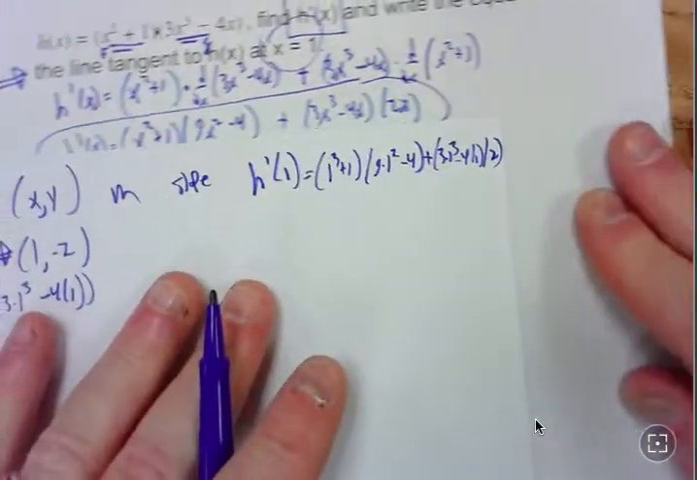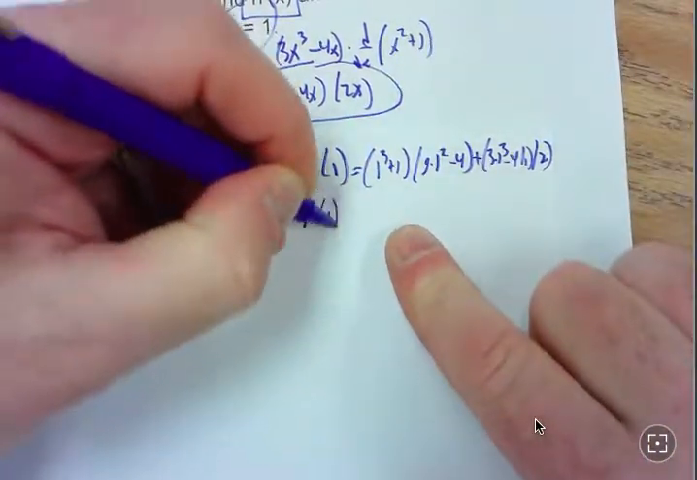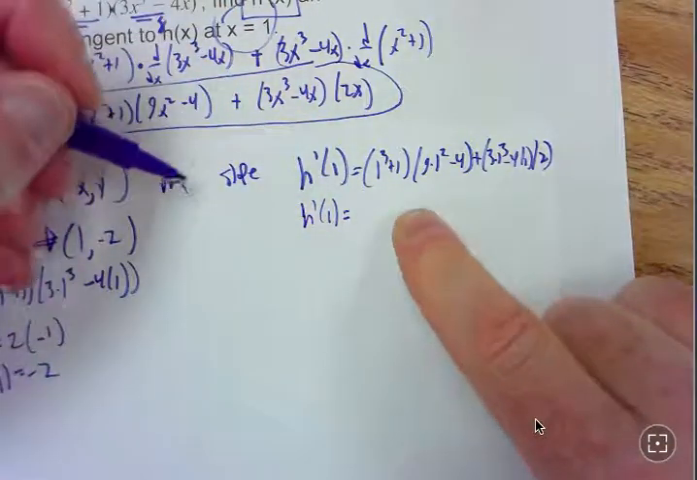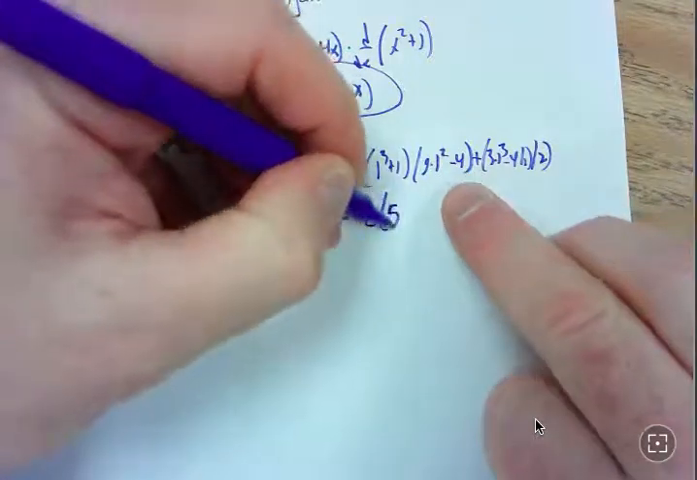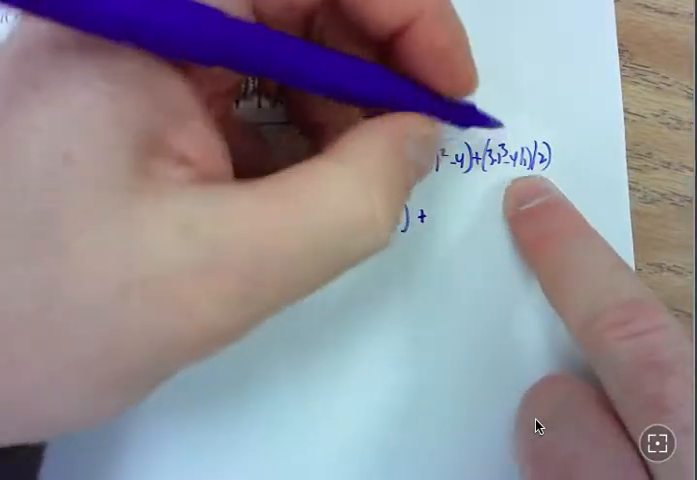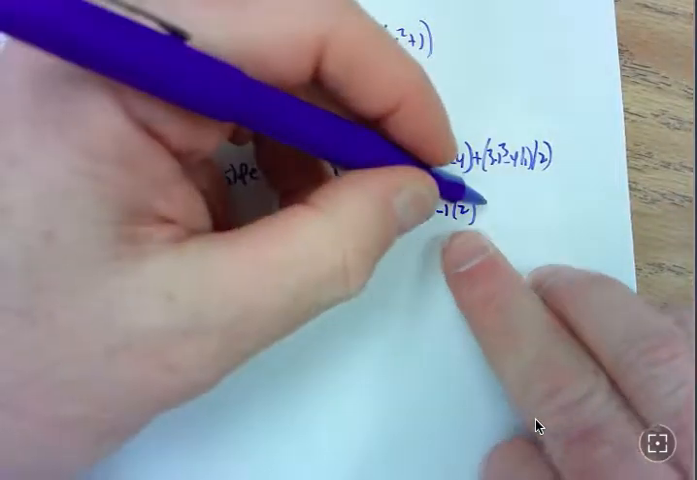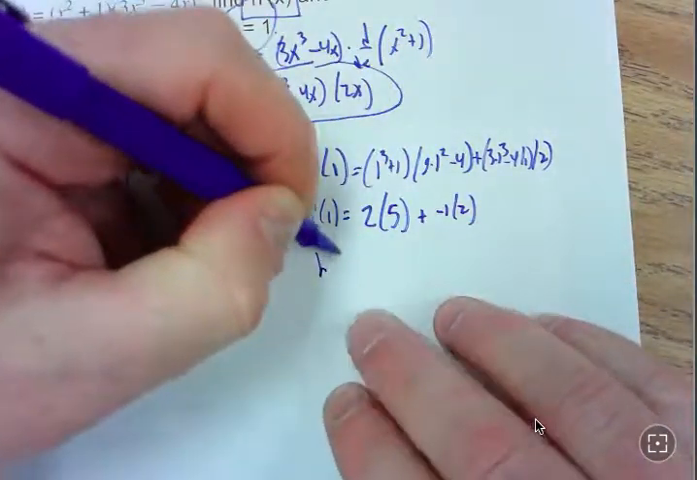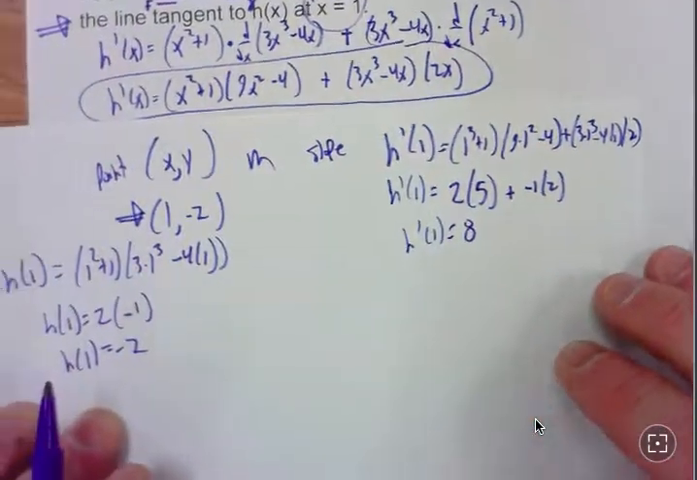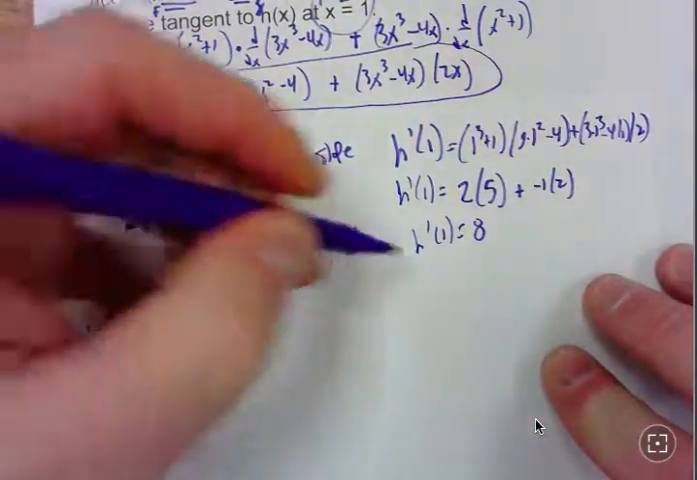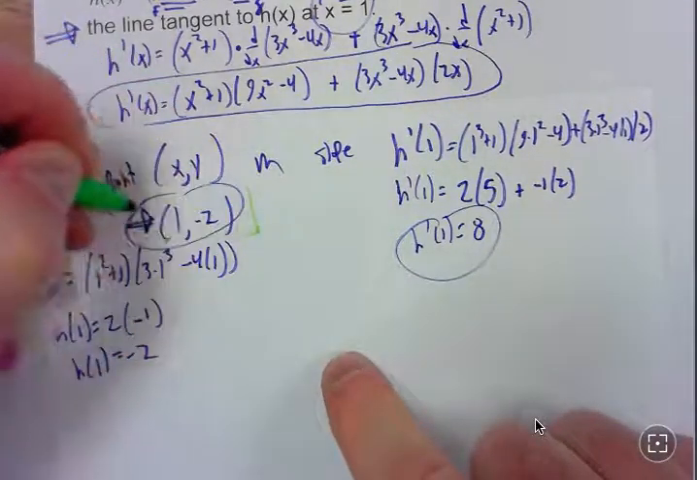And now let's clean that up, because this will be the slope of my tangent line. So that's 2 times 5 plus negative 1 times 2. So that's 10 minus 2, which is 8. And so now I have the point, and I have the slope.